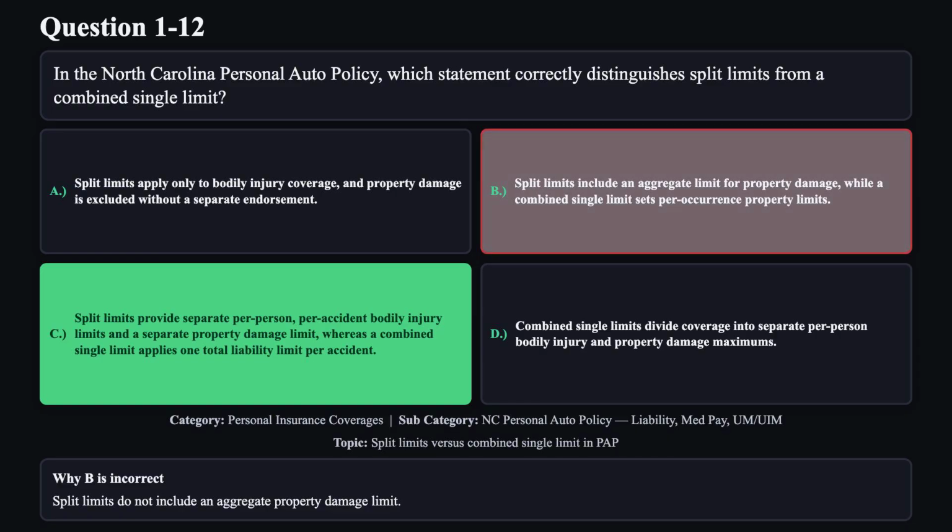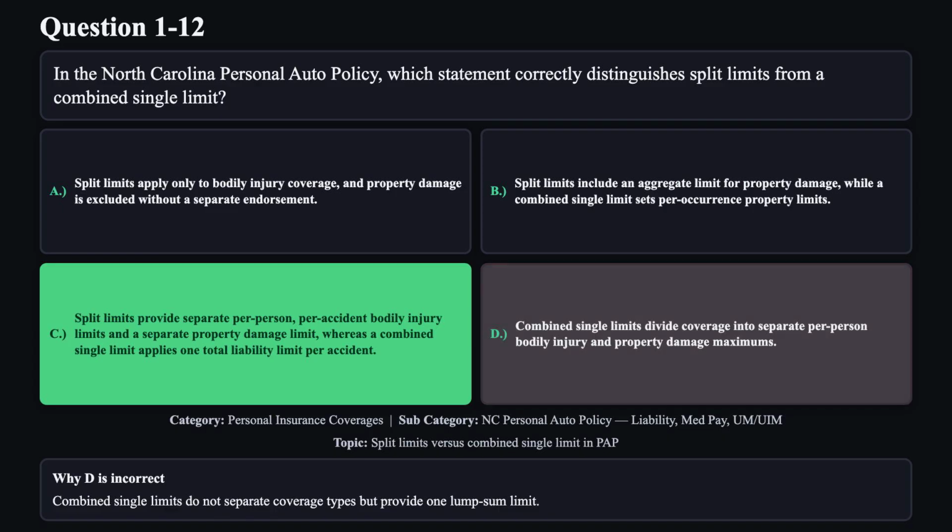Reason B is not correct. Split limits do not include an aggregate property damage limit. Reason D is not correct. Combined single limits do not separate coverage types but provide one lump sum limit.